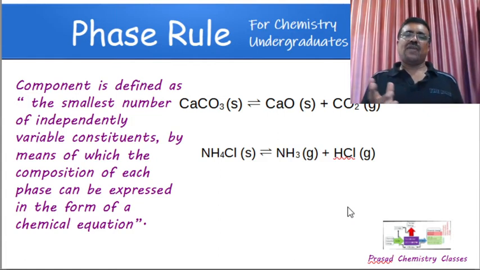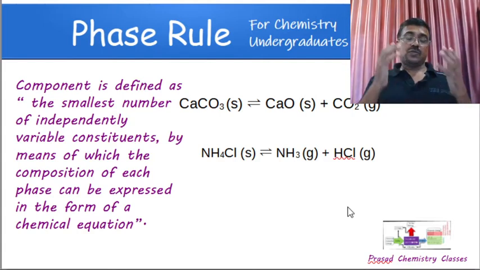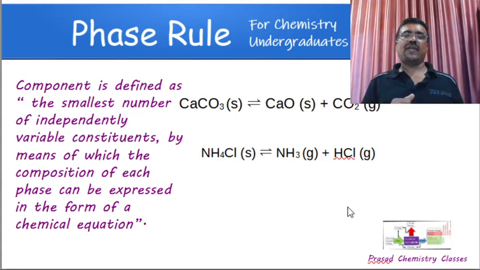Right. Now we can consider a saturated solution of ammonium chloride in water. Then there can be a number of different phases. Ammonium chloride, a solid phase. Then the solution of ammonium chloride in water, that is a single liquid phase. Then of course you will have a gaseous phase also. Right.